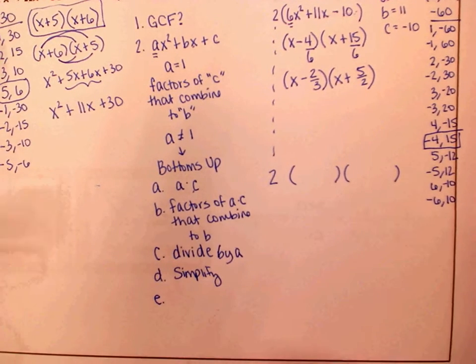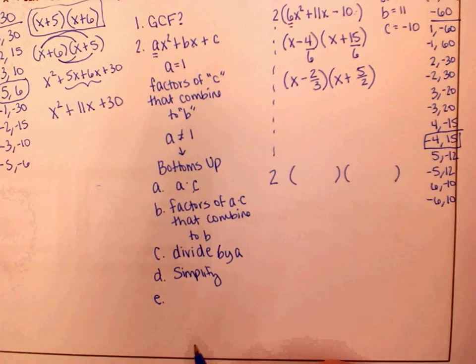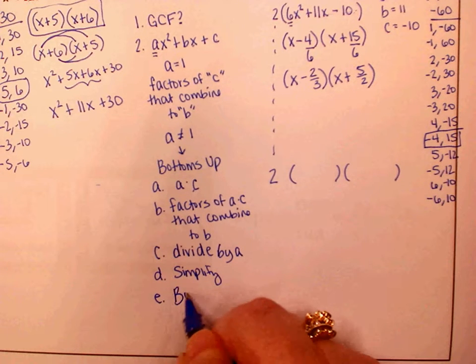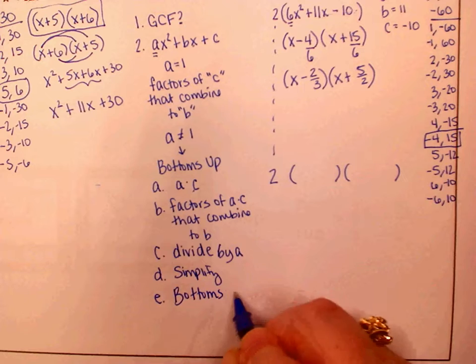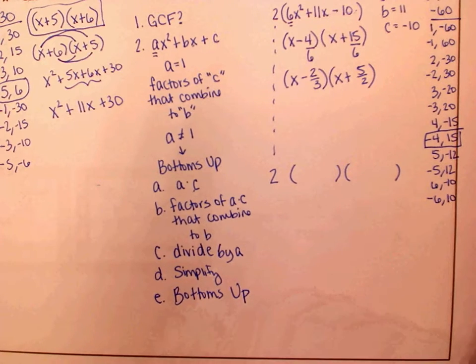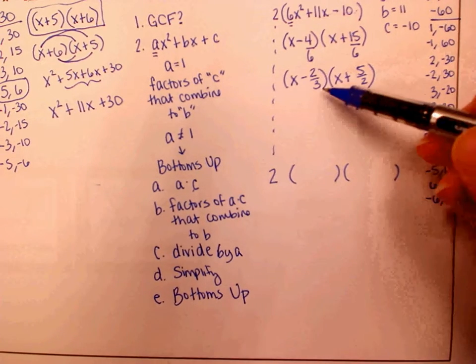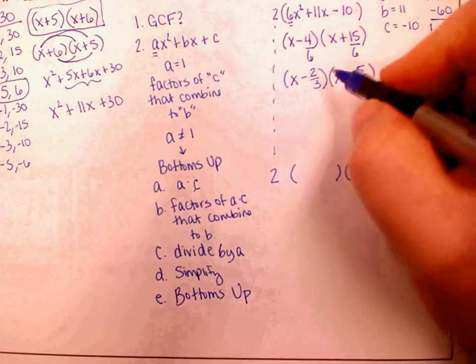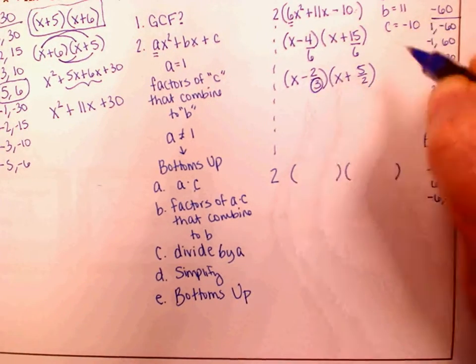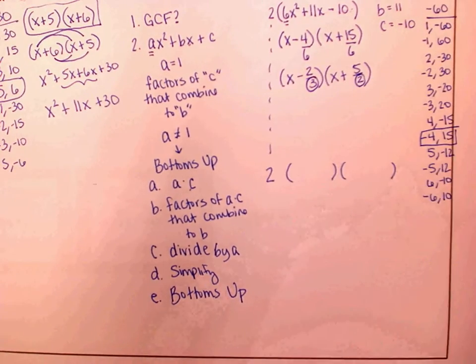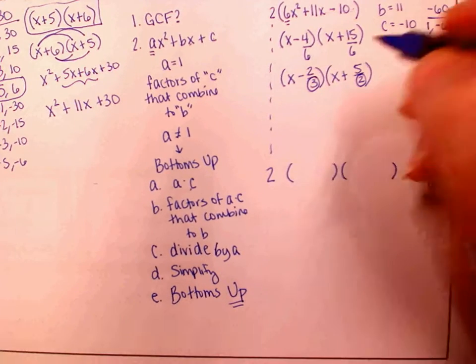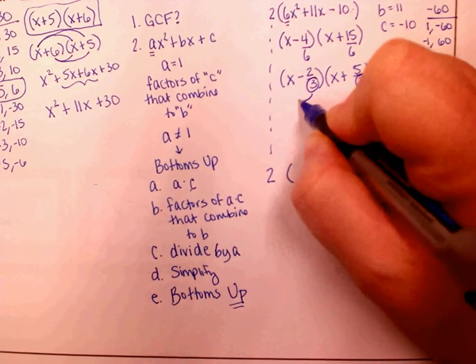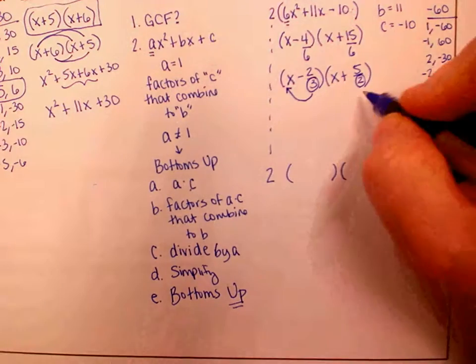The reason why it gets its name is bottoms up. So at this step, you move the bottoms up. Now that's not very good math terminology. What is the bottom of a fraction called? It's called a denominator. So these numbers that are in the denominator are the ones that move up. And what do we mean by that? Well, moving them up means put them in front of the x. So that's where they move to.